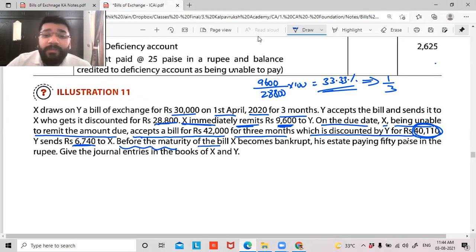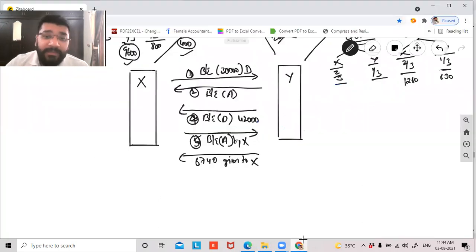Which bill? The bill which was subsequently drawn by Y is supposed to mature, and on that maturity, X is supposed to pay, sorry, Y is supposed to pay to X, and X is supposed to pay to the banker. Now, what is happening? Before the maturity of the bill, X becomes bankrupt. Now, guys, remember one thing. Subsequently, Y drew a bill on X. X accepted and gave it back. So on the maturity date, who is supposed to make the payment to whom? X is supposed to make the payment to the banker. If he fails to make the payment, who will make the payment? Can I say the bank will automatically take the money from Y's bank account?